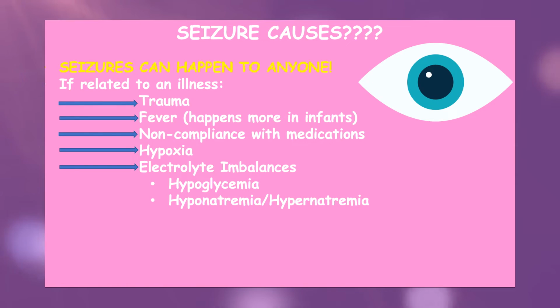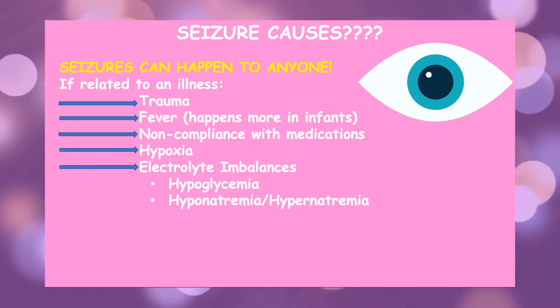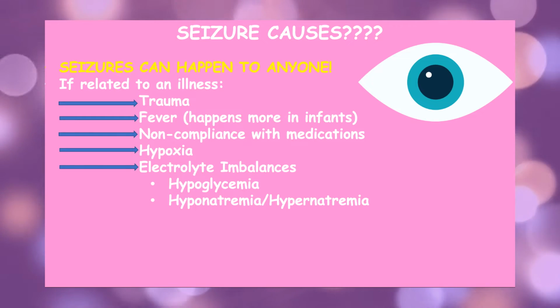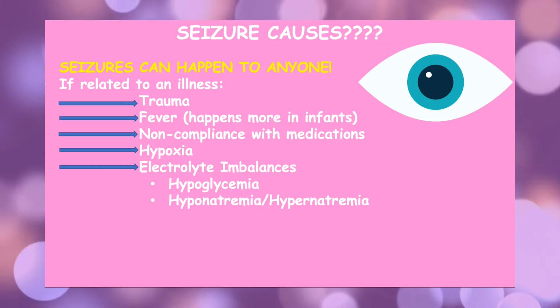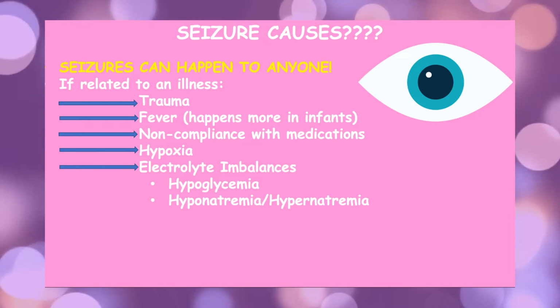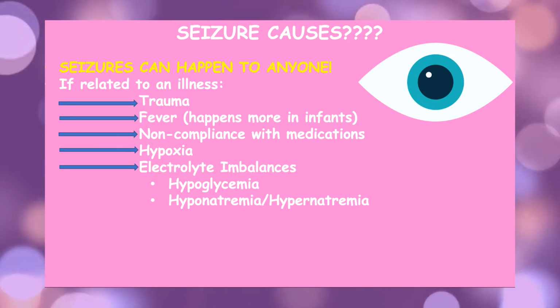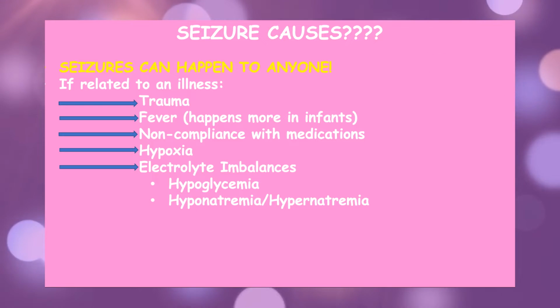Now, how about hypernatremia? Too much sodium. When that sodium level is above 145, you feel like you are dry, right? It's when you eat a lot of salt, and what do you need? You need some liquid, you need water. So that means that you are becoming dehydrated. So dehydration can have a severe effect in your brain. So this may lead to abnormal electrical activity, which can lead to a seizure.